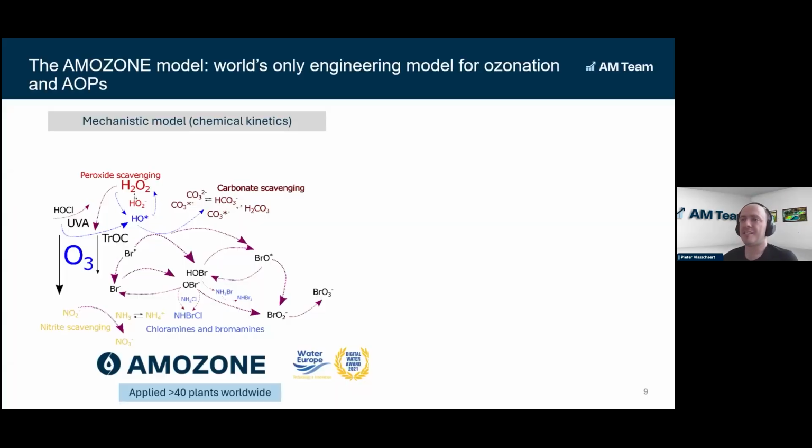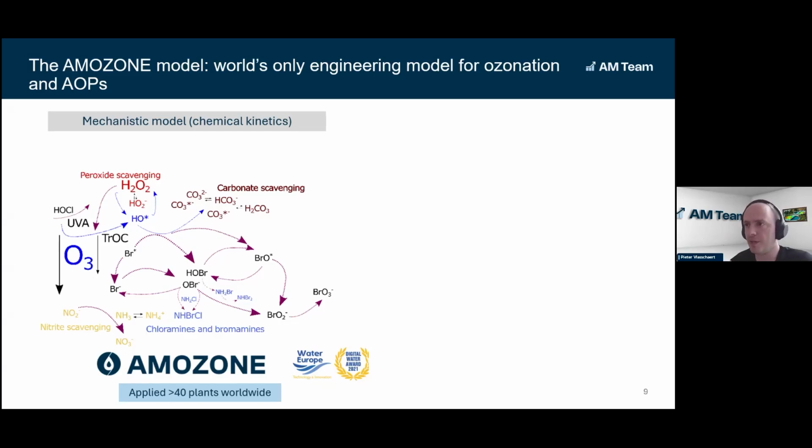Okay, so that's actually why we developed, already more than 10 years ago, the AMOZONE model, which is an engineering model for ozonation and advanced oxidation processes to actually help utilities with those challenges.